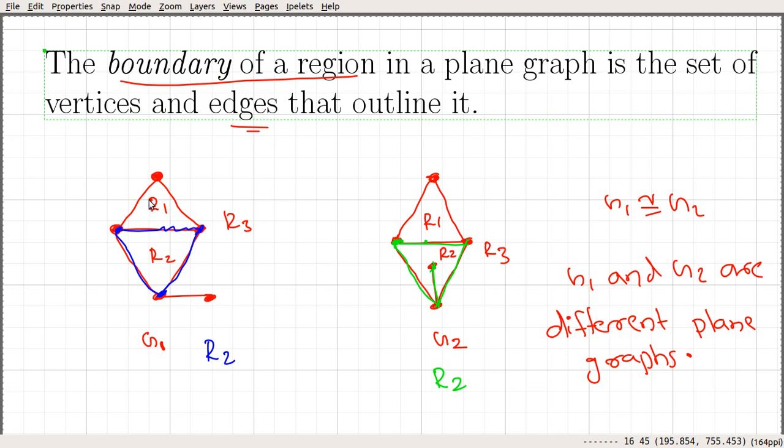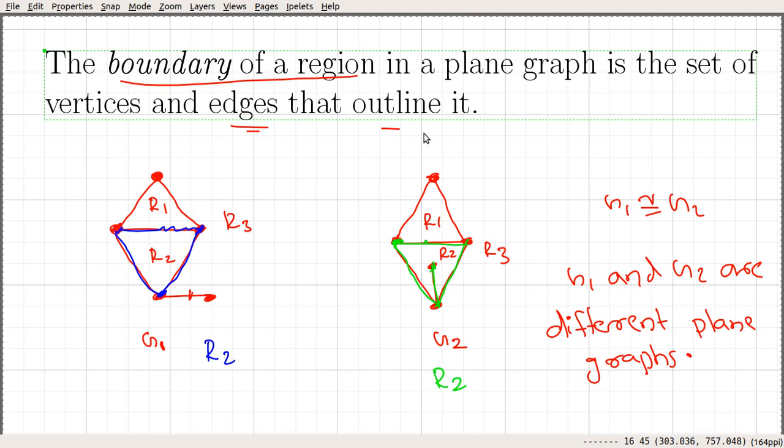Similarly, the region R1 is identified by this vertex, this edge, this vertex, this edge, this vertex, and this edge. Similarly, here R1 is identified by these vertices and these edges. R3 is again identified by these outer edges and these outer vertices. Here this R3 will include this edge and this vertex also, whereas in this graph G2, R3 does not contain this edge and this vertex because it is interior to R2. So the boundary of a region in a plane graph is the set of vertices and edges that outlines it.